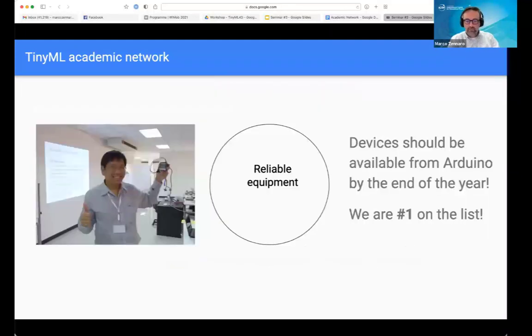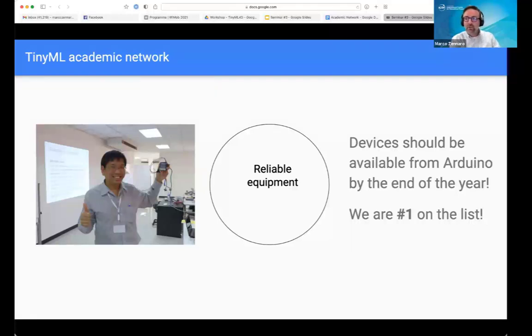So second point is the devices. So we love to have participants like the one on the left. This is Apinum from Thailand, and you see he's really excited about having devices, and that is how we all feel when we have some devices to experiment with.